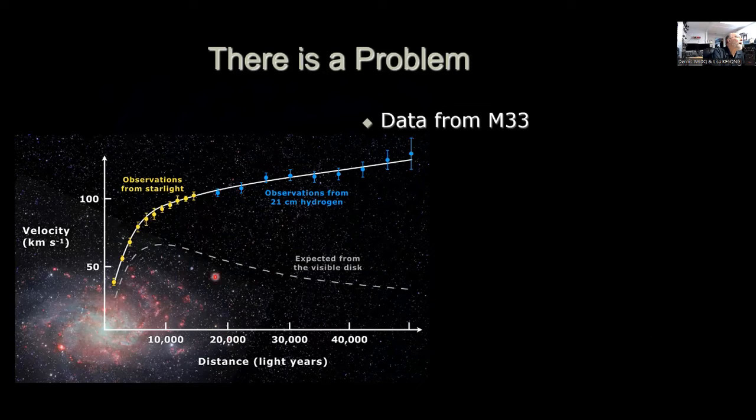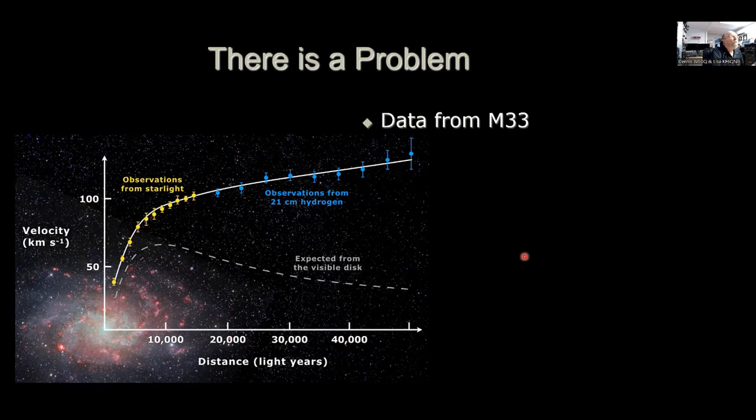When we plot it out, we do observations with starlight. Here, this is the starlight observations. This is observation from the hydrogen line. Down here is distance from the center of the galaxy in light years. So as we get farther out from the center of the galaxy, our velocity is increasing, which means that we're getting blue shifted farther.